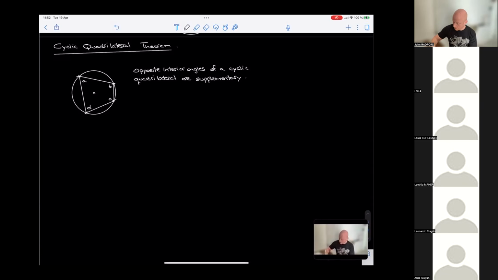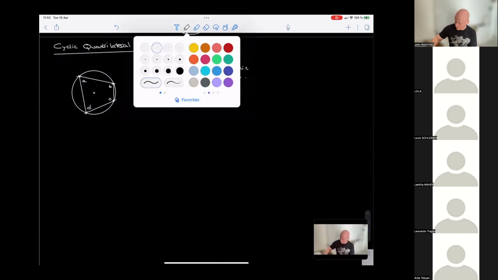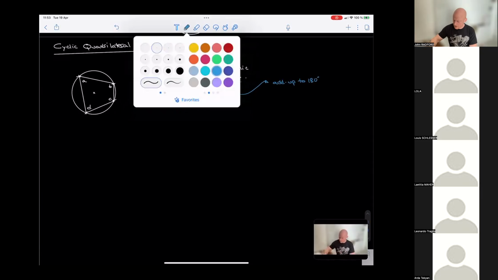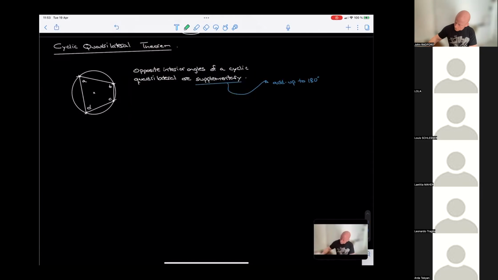Okay, now supplementary, if you don't know what that means, I will tell you right now. Supplementary means they add up to 180 degrees. Okay, and in fact, I'll make a side note as well. Complementary means add up to 90 degrees. Okay, just so you know, so two different terms there.